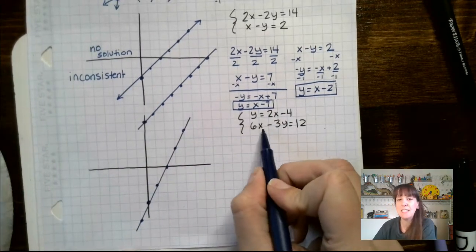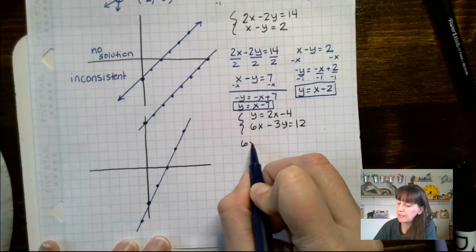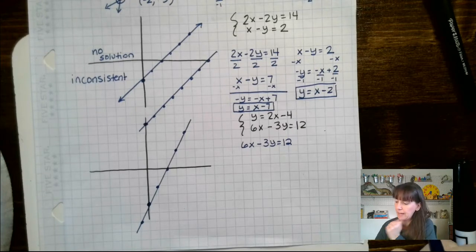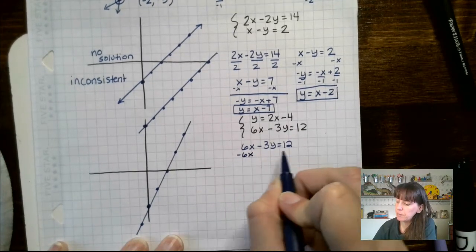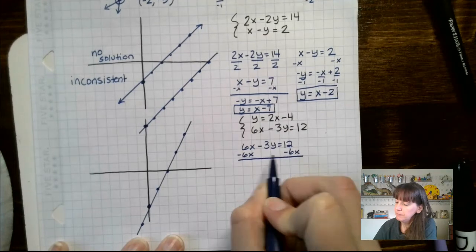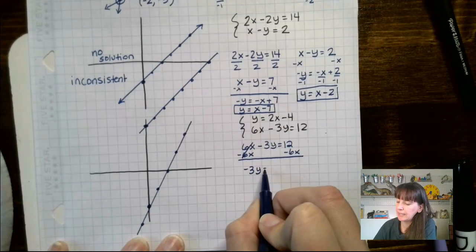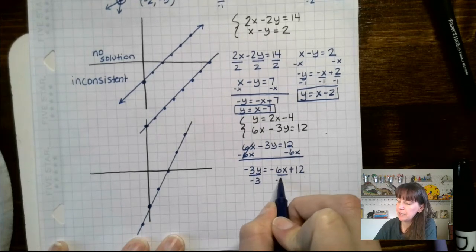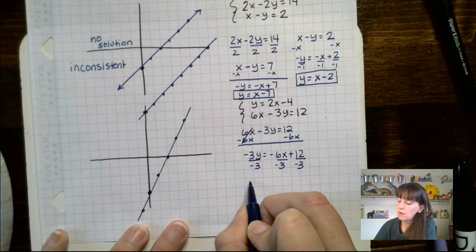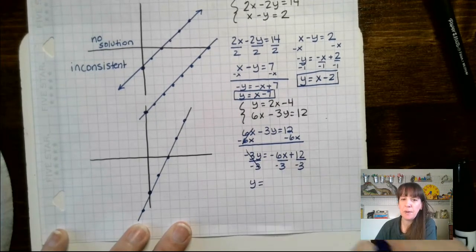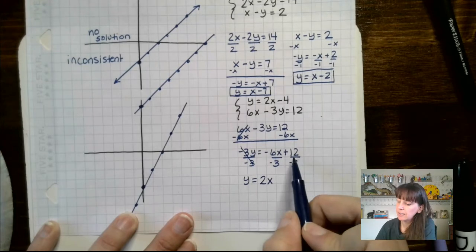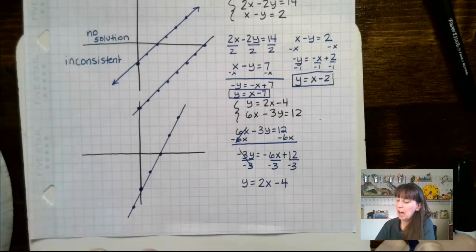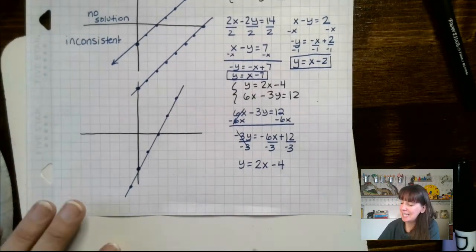Good. Now this next one right here, I'm going to rewrite that. We got to put it into slope-intercept form in order for us to graph that. So minus 6x from both sides. That leaves us with -3y equals -6x plus 12. Divide everything by -3. Y equals negative divided by negative is a positive 2x, and positive divided by a negative is a negative, so we get -4.